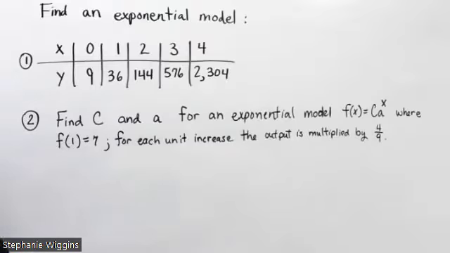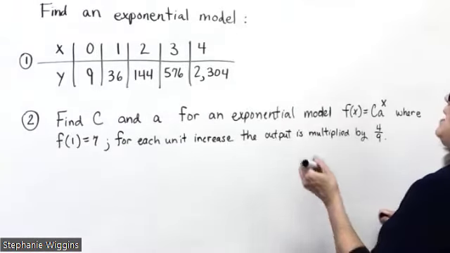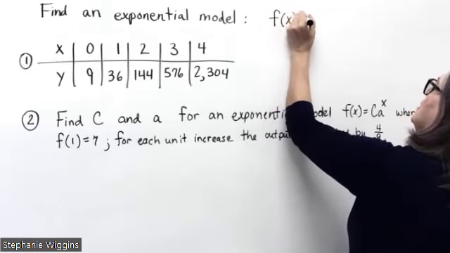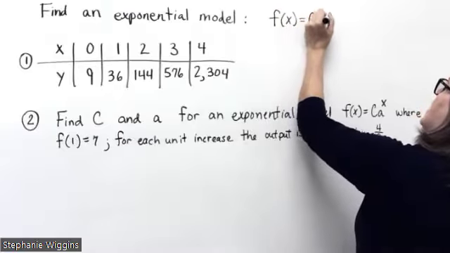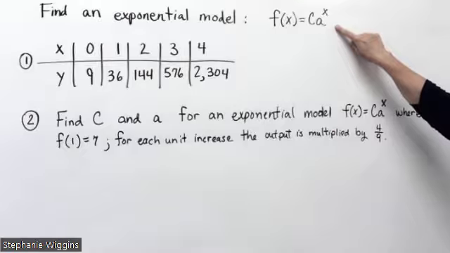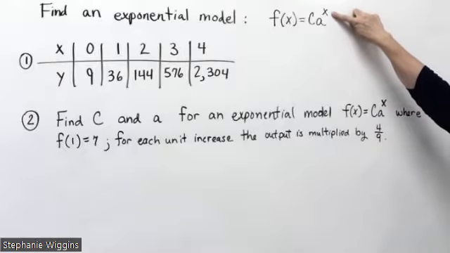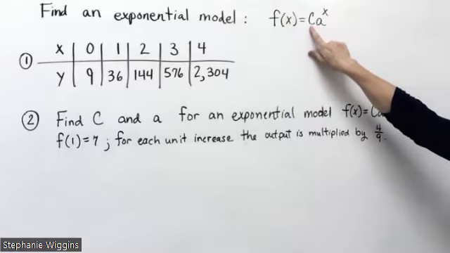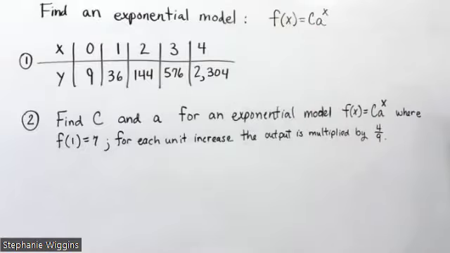So, when we're looking for an exponential model, what we're looking for is a function f of x equals c times a to the power of x. This is what defines an exponential function. You have the variable in the exponent, and then you have your base, which is constant and greater than 0, and then you have a constant in front as well, multiplied. So basically, this amounts to finding both c and a.